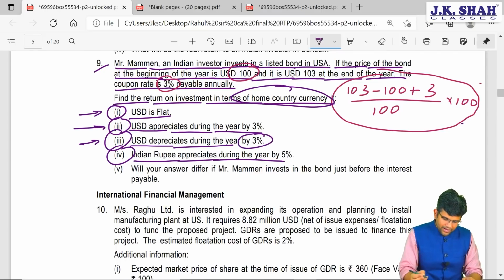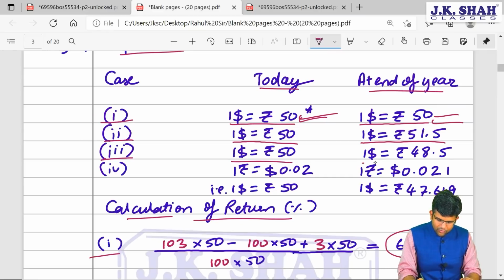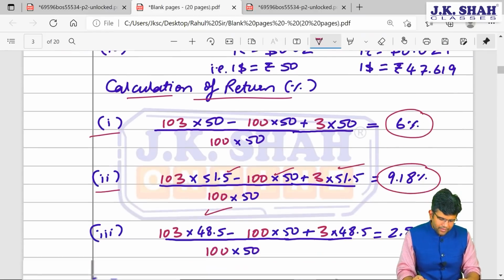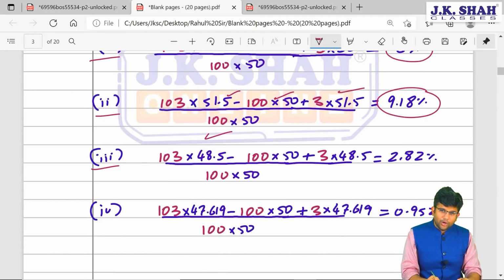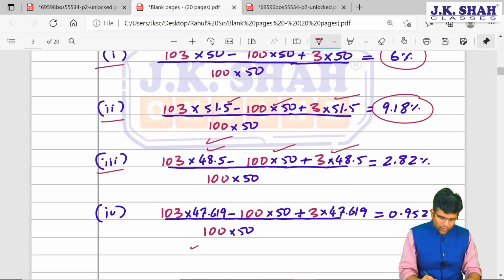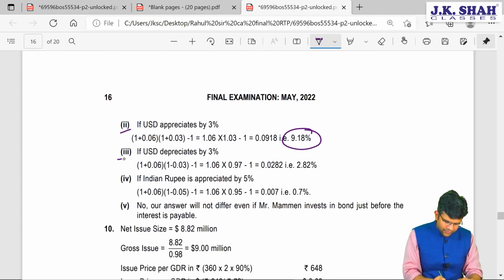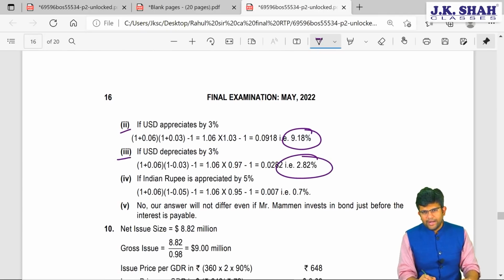Everybody clear? And 50 minus 3% will give you rupees 48.5. We'll recalculate the return. 103 into 48.5 minus 100, correct, into 50 plus 3 into 48.5 upon 100, correct, into 50. Children, do you realize that will give you a return of 2.82%. Now this also, if you see from institute solution, 2.82%.